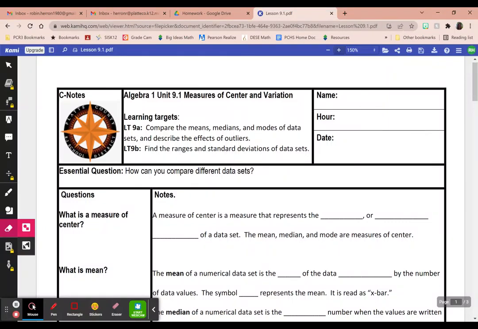Okay, guys, today we are going to start Unit 9, which is all about data and statistics. Our Unit 9 starts with Lesson 1, which is measures of center and variation. You can see our learning targets at the top: compare mean, median, mode of data sets, describe the effects of outliers, and find the range and standard deviation of sets.